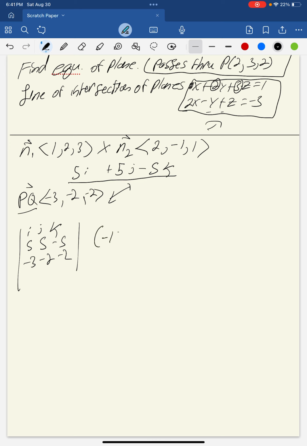So this would be -10 minus 10i. And then subtract the j, cover up the j, which would be -10 minus 15j. And then add the k, which is -10 plus 15k, which simplifying it is 20i hat plus 25j hat plus 5k.